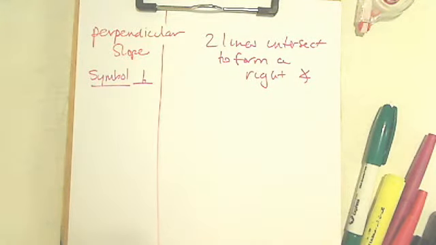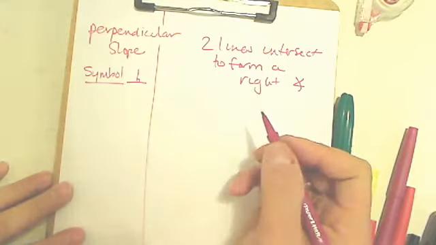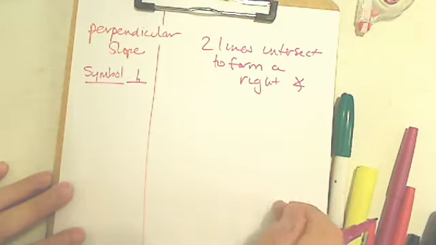If two lines need to be intersected to form a right angle, what do the two lines have to look like?